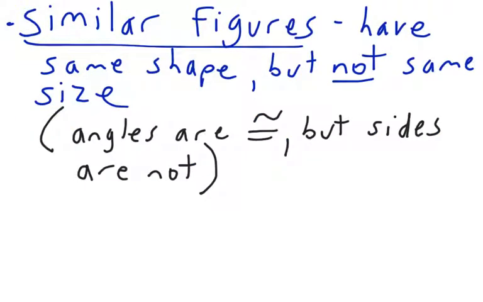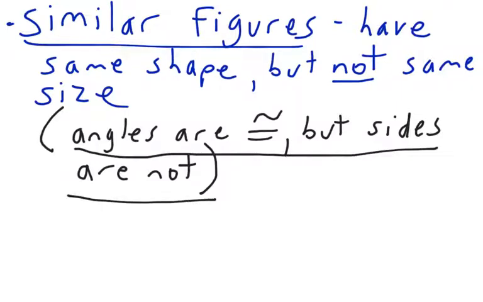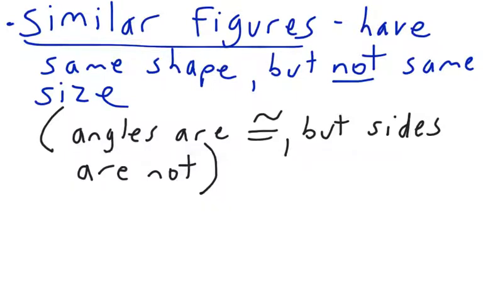Now, similar figures are two figures that have the same shape, but they are not the same size. And this is when their angles are congruent, but their sides are not. Go ahead and draw this example of similar figures.